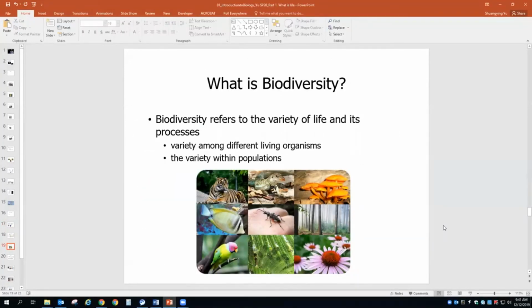Biodiversity. So this just refers to all species on this planet, the variety of life and its processes, how they interact with each other, how they perform their own functions, how they contribute to the integrity of the entire ecosystem. We all know that we're losing biodiversity, right? So that's actually a really critical issue right now.